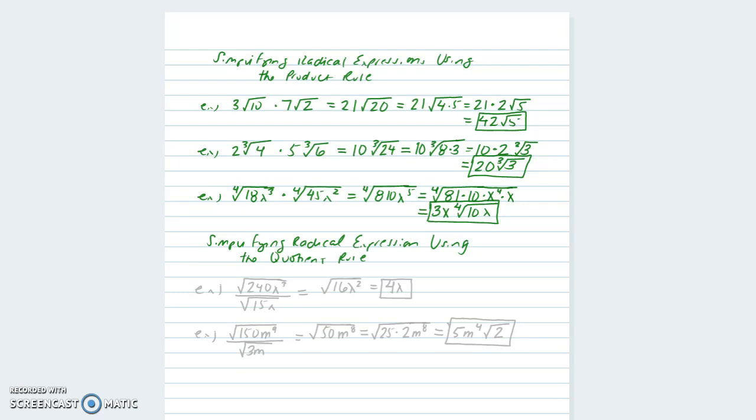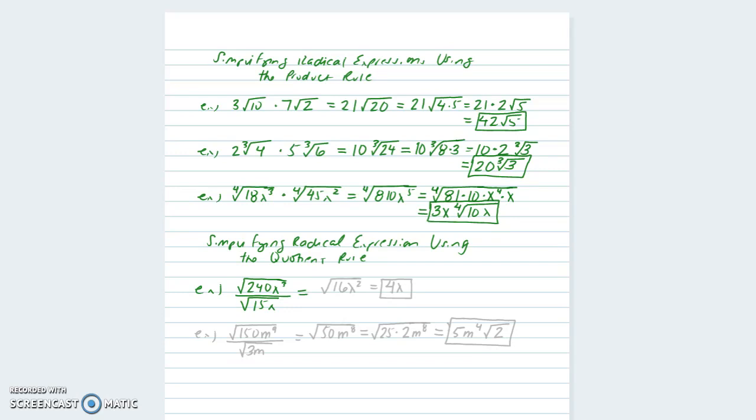The first example is the square root of 240 x cubed divided by the square root of 15x. So previously when we were doing the product rule, we multiplied first, but now we're going to be dividing first. So let's go ahead and do that. So first, if we're dividing these two here, they have the same index, which is 2. We're talking about square roots.